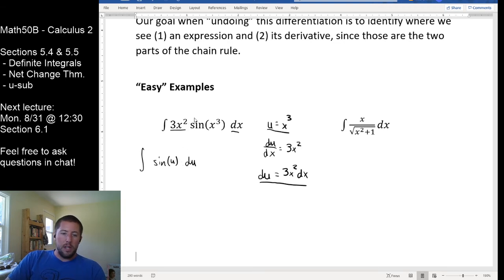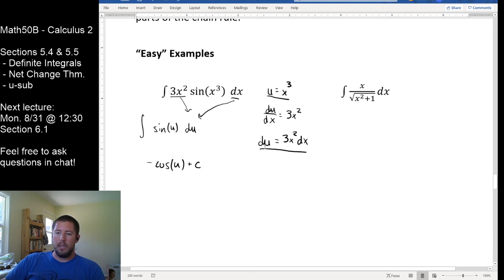Our only difference is we want to get our answer back in terms of x, so we'll have an algebra step to redo at the end out there. But again, this 3x squared dx came together to form the du, and then we just swapped out x cubed for the u as we defined it to be. I know how to undo this. The derivative of sine is cosine, so the integral of sine should be negative cosine. So I'm going to get my negative cosine of u plus c.